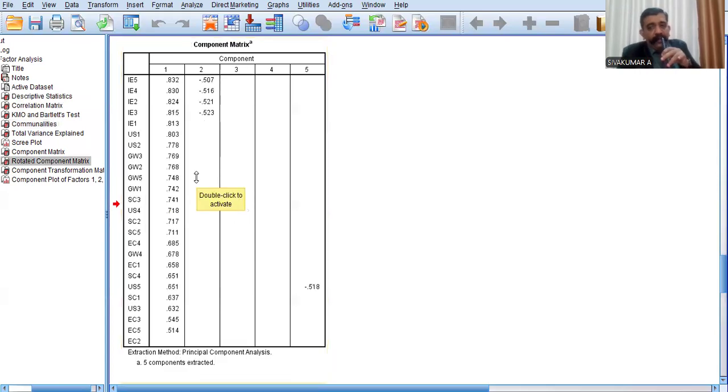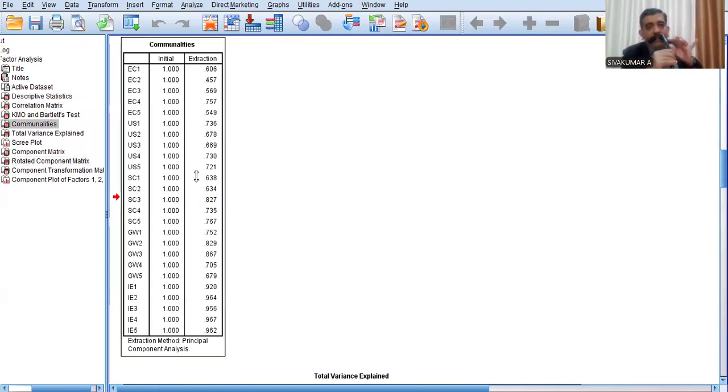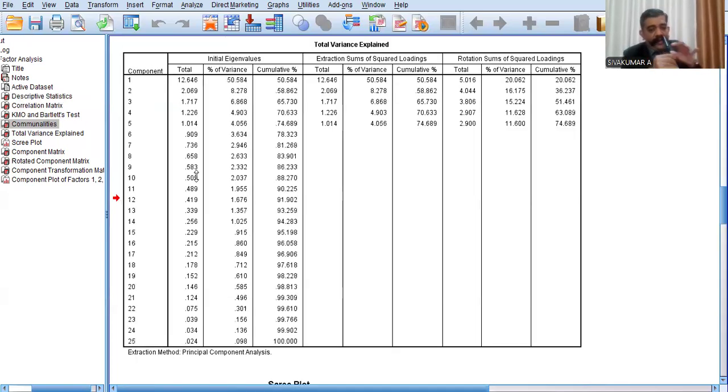You need not think about those aspects. If the communality value is 0.5, you can proceed with the EFA. That is a simple point you need to understand. If the communality value is either 0.5 or any value greater than 0.5, you can continue the EF analysis. You can continue the exploratory factor analysis. That is the point. Then total variance explained.